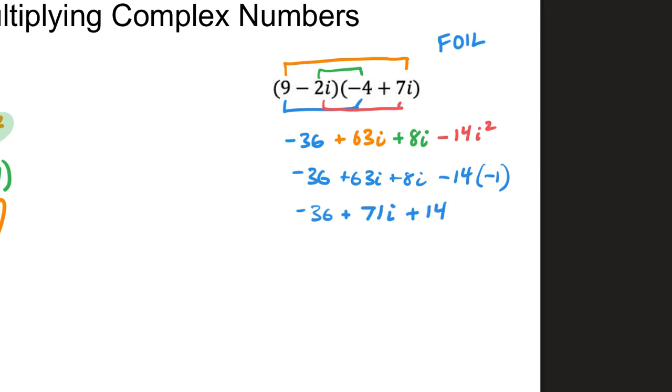So now there's just one more case of simplifying that I need to do. I need to take that 36 plus 14 and get my final answer of 50 plus 71i. That is my final answer for this problem.